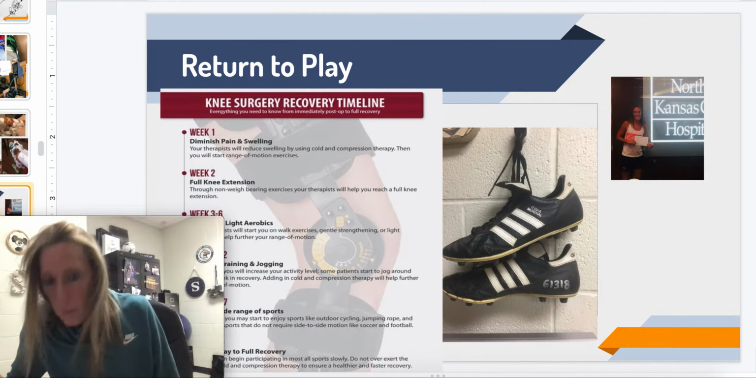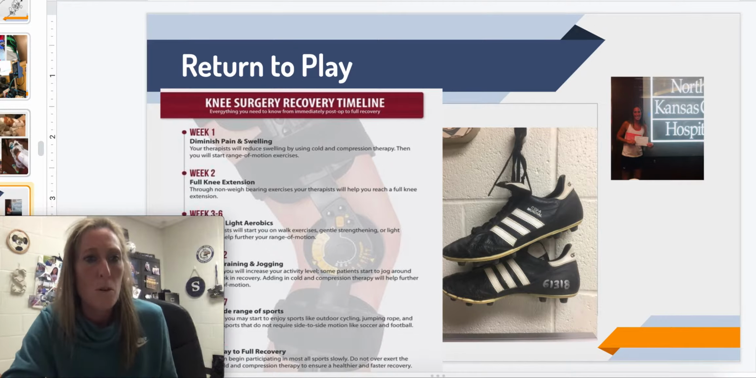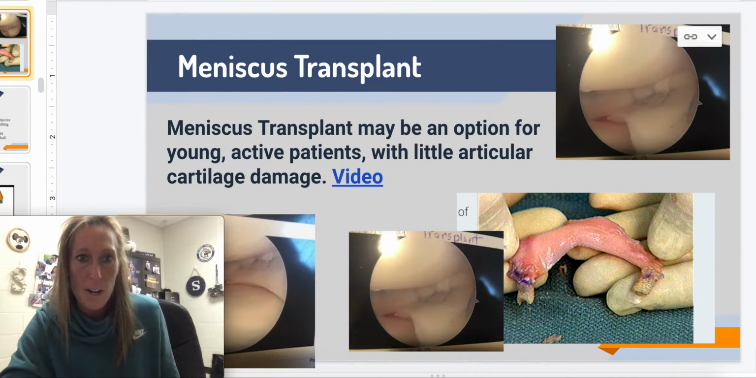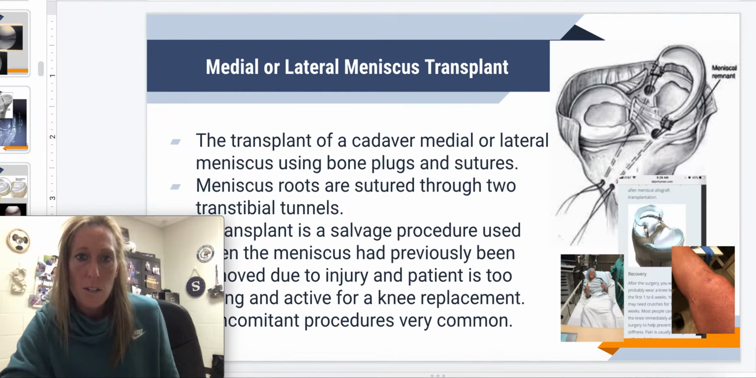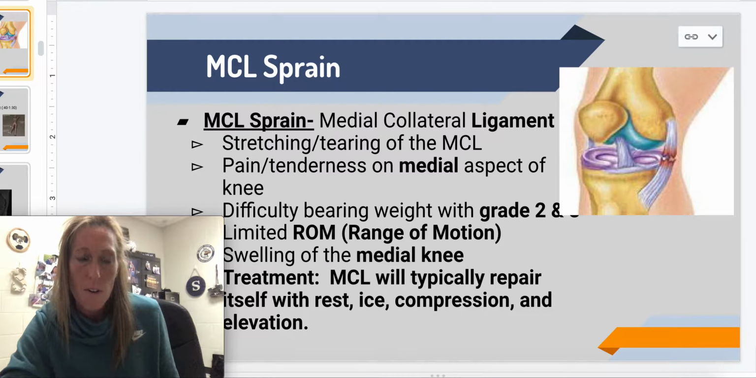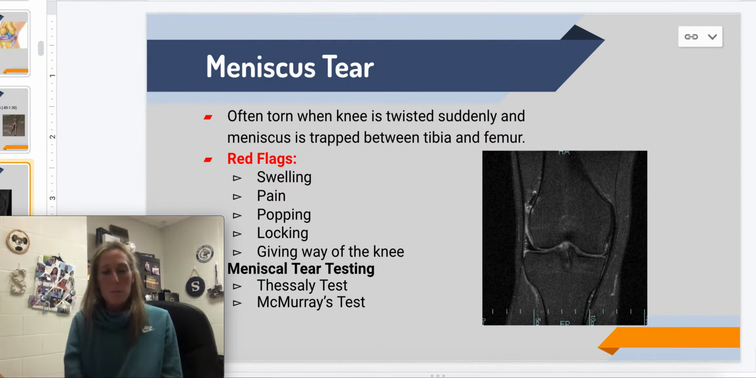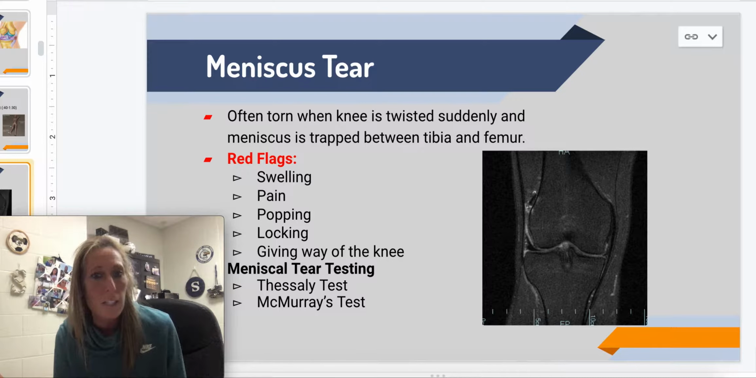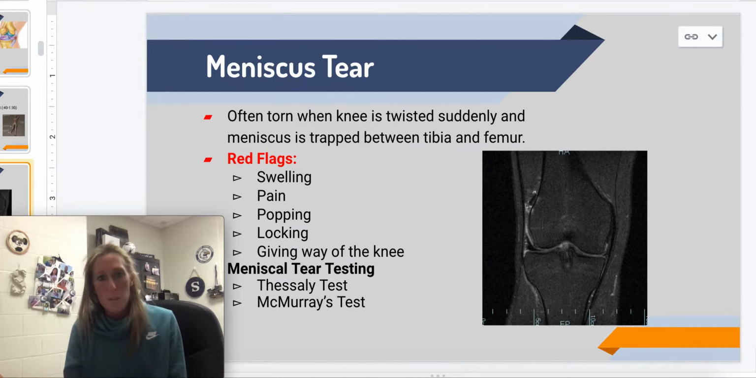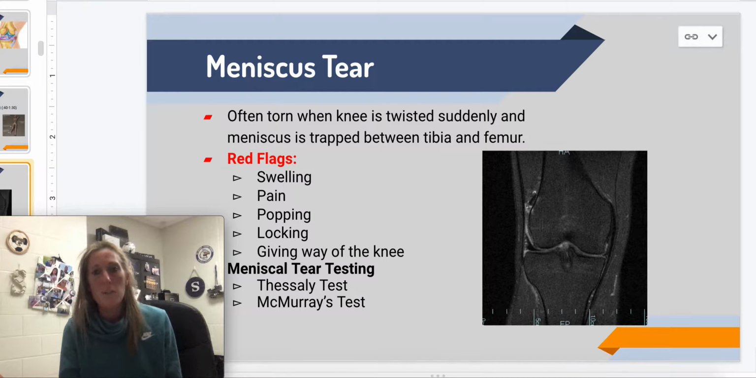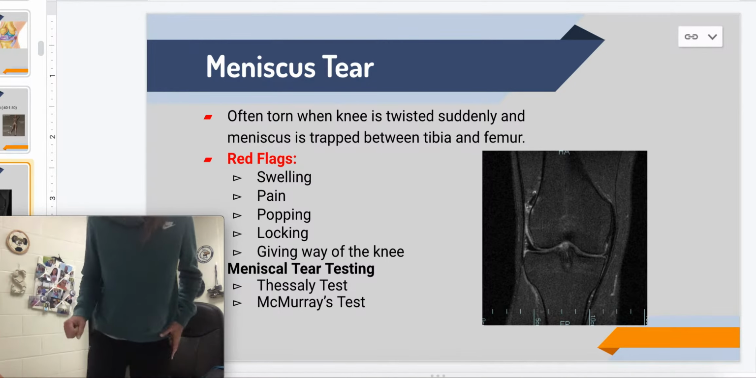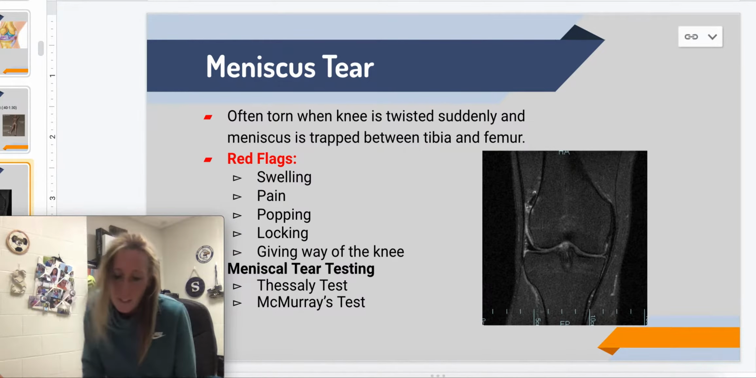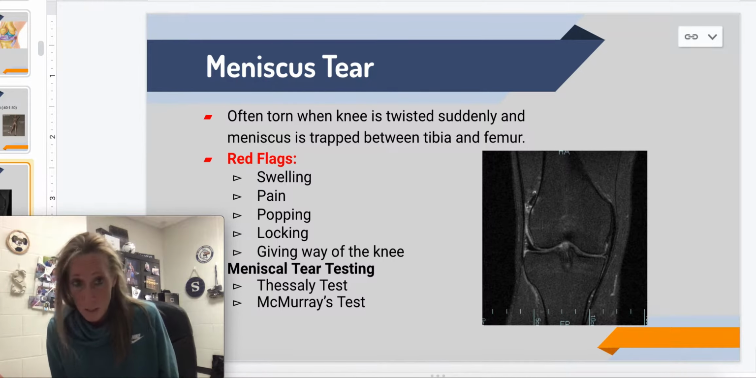Which of the following is a symptom of a meniscus tear? So in our knee notes, the meniscus was before ACL. We talked about the terrible triad. All right, meniscus tear. Some red flags for a meniscus tear: swelling, pain, popping, locking, grinding, or giving way of the knee joint. There's a couple of tests, the Thessaly test, the McMurray test. We did the test in class where we stood on one foot, bent our knee, and then rotated from side to side. That is a meniscus test that you can do without a training room.